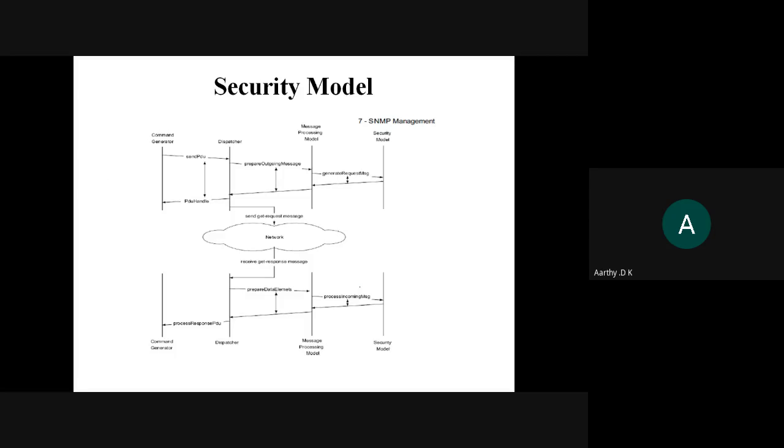The next topic is the security model. This is the diagram which we saw yesterday, right? Command generator will generate messages like get request, get next request, and so on. This goes on to the dispatcher. The dispatcher will move it to the message processing model. Then this goes on to the security model, which provides the authentication. Once this authentication is done, you get the response through the network from the agent. That is the work of a security model.